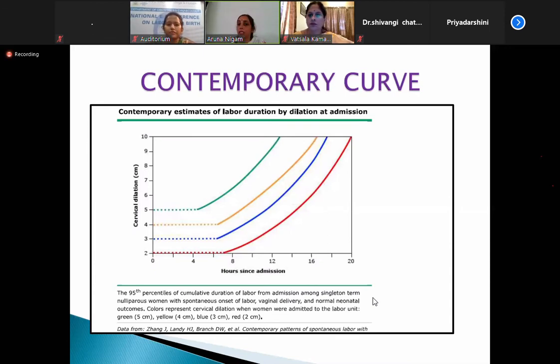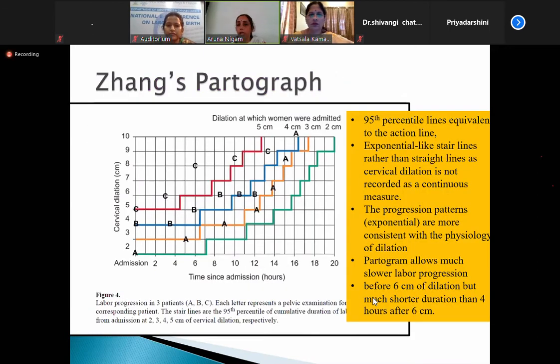And this was the Zhang partograph. You can click a photograph, or you can type in your PubMed search Zhang, and you will get the 2010 study where this partograph has been given. We are not using this partograph. Rather, if we want to use Zhang's guidelines, we should be using the table which I have shown you before. I will be coming to that later also.